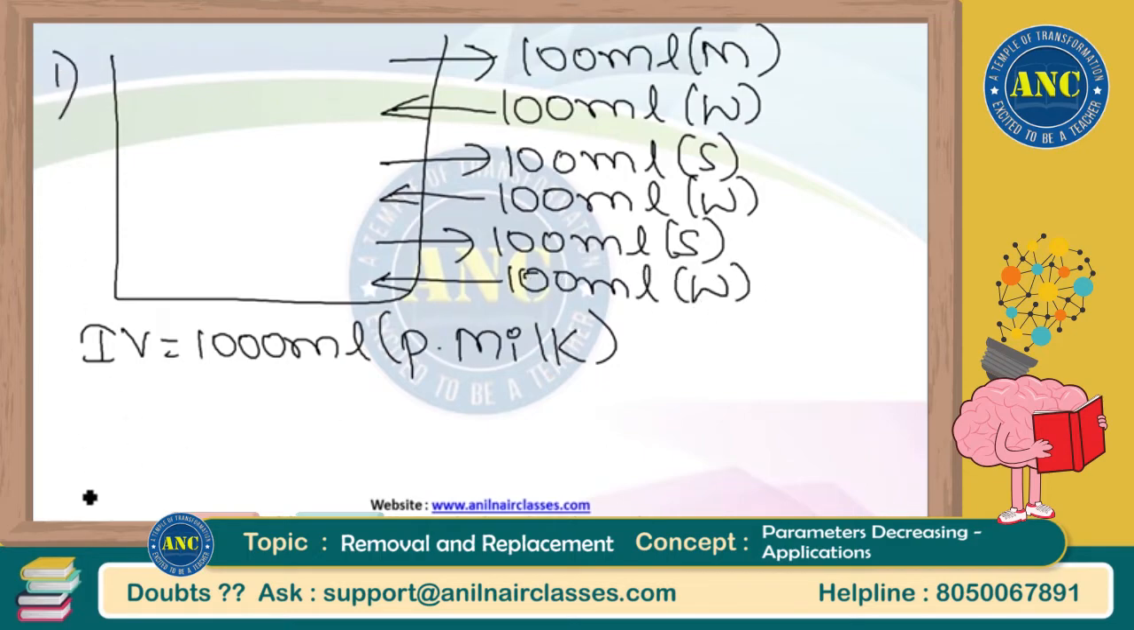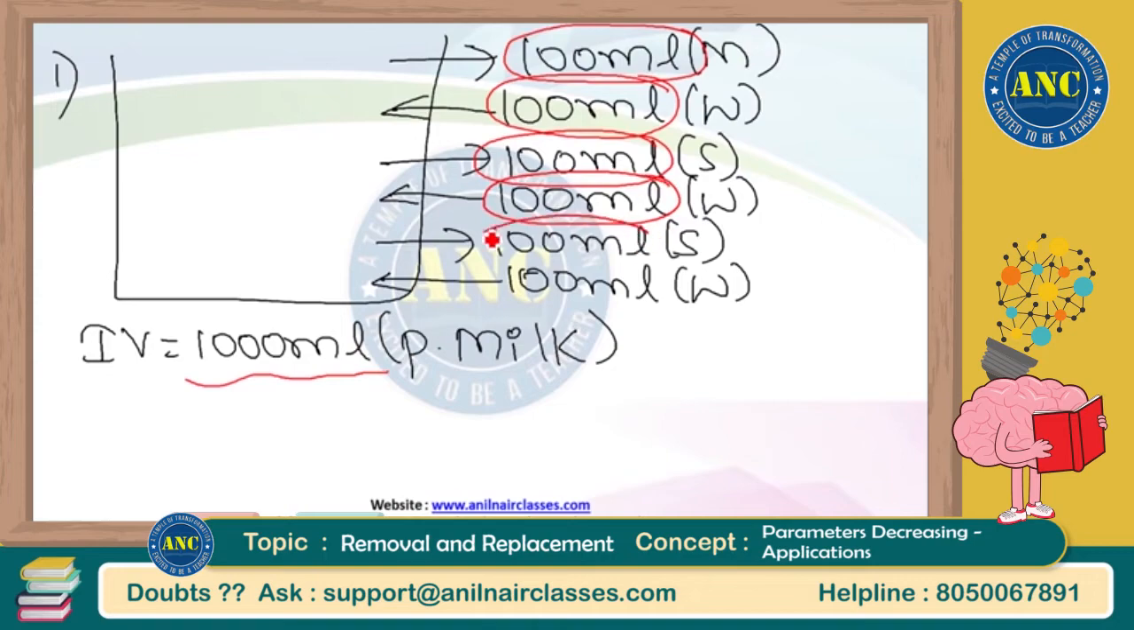In my first question I told you that 1000 ml of pure milk is present. I am taking out 100 ml, adding 100 ml, taking out 100 ml, adding 100 ml, taking out 100 ml, adding 100 ml. That means the values taken out and the values added are the same. Taking out is 100 and adding is 100. I am not changing the values in my first question. Everywhere it is 100, written 6 times.